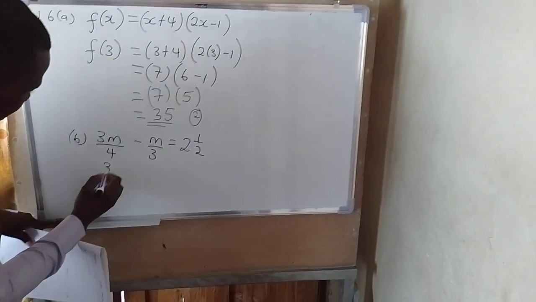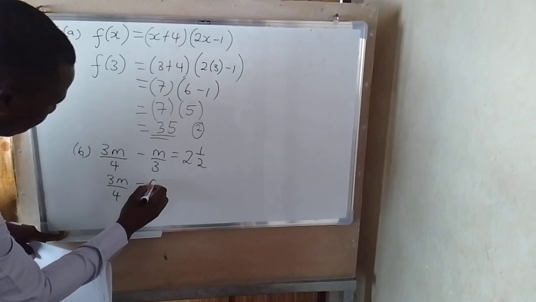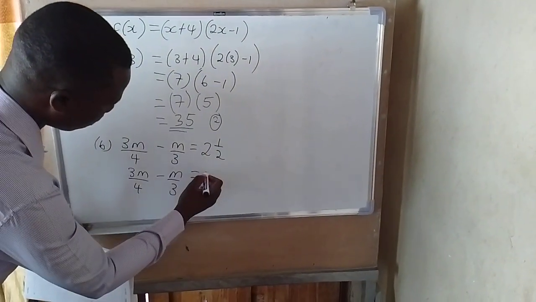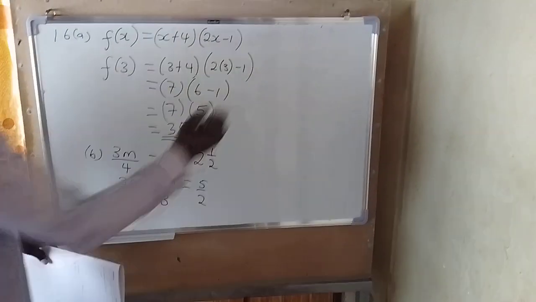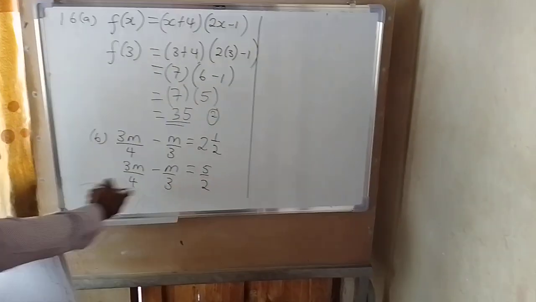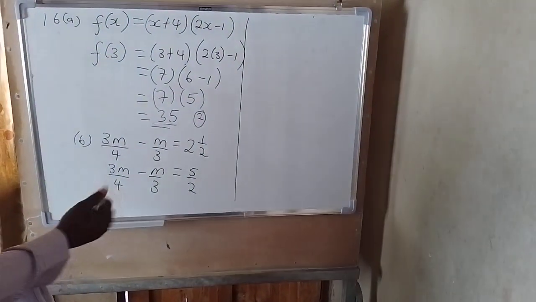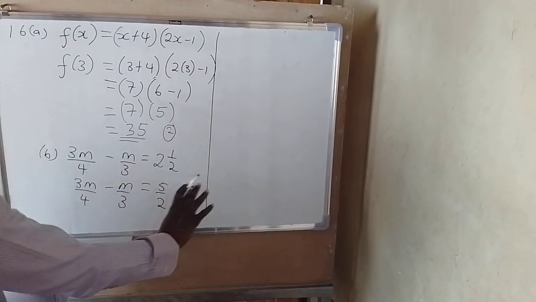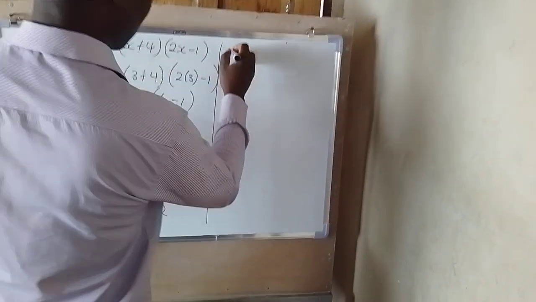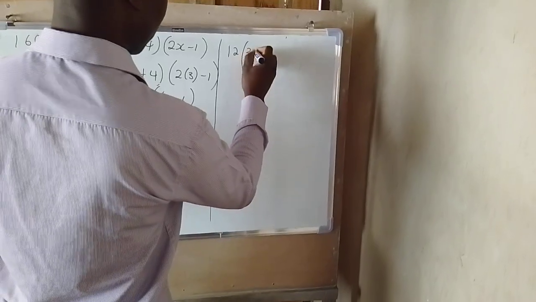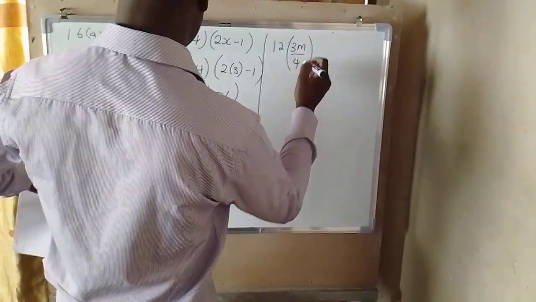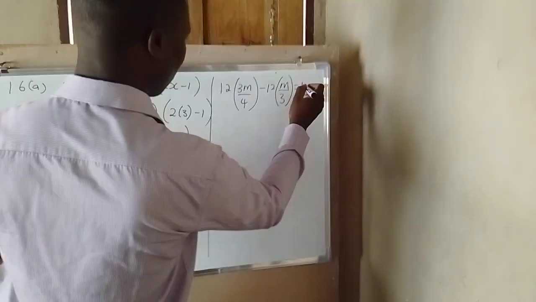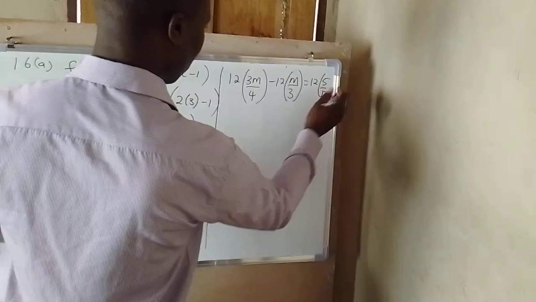Then let's go further. This is 3m over 4 minus m over 3 being equals to, as an improper fraction, 2 times 2 plus 1, that's 5 over 2. Now we need to clear the fraction first for us to simplify easily. So we find the common denominator between 4, 3 and 2, which is 12. So multiply everything by what? By 12. So this becomes now 12 times 3m over 4, close the bracket, minus 12 times m over 3, close the bracket, is equals to 12 times 5 over 2.